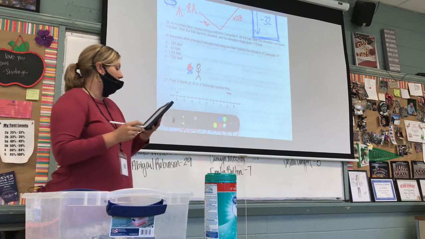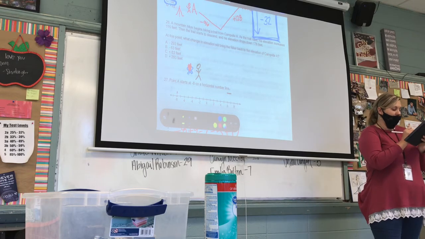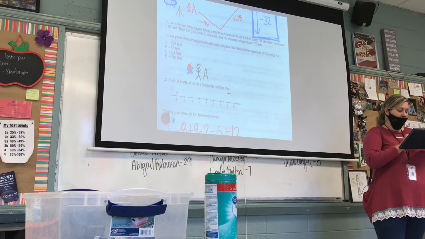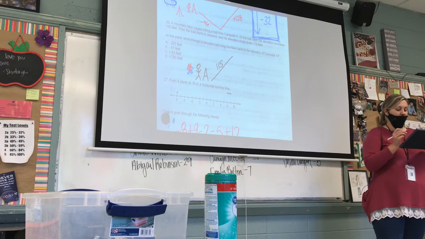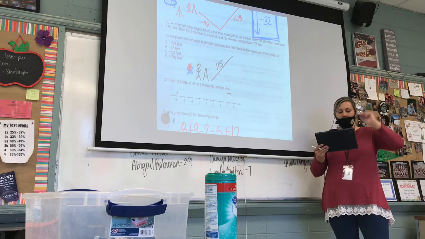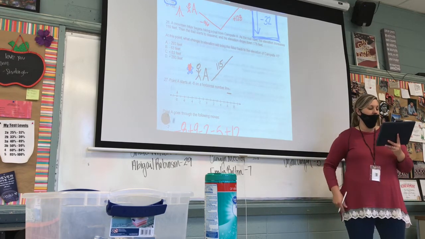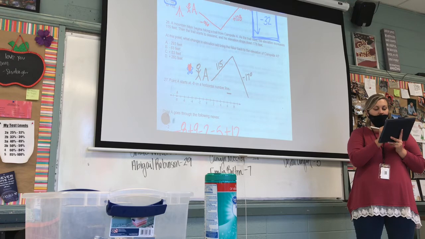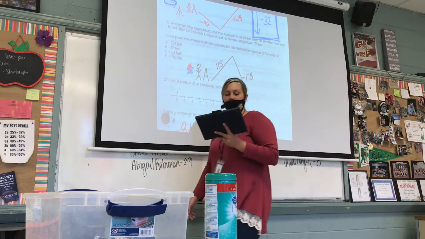Alright, it says the hiker begins hiking a trail at campsite A. As the trail rises, so are we going up or down? Up. The elevation increases to 115 feet. So the trail goes up 115 feet. Then the trail starts to descend. The elevation drops 178 feet.